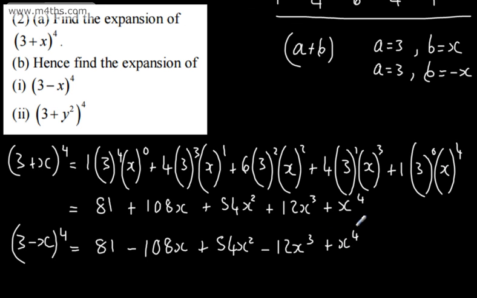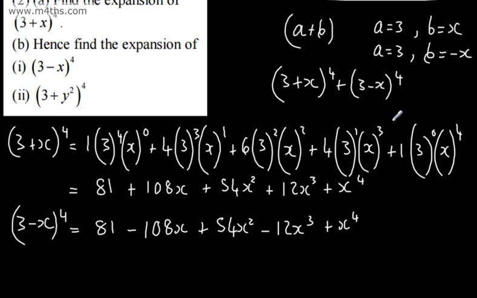So in some questions, you might be asked to do a question such as 3 plus x to the fourth plus 3 minus x to the fourth. All you do is add them together. These positives and negatives would drop out, and you'd have 162, 108x squared plus 2x to the fourth.